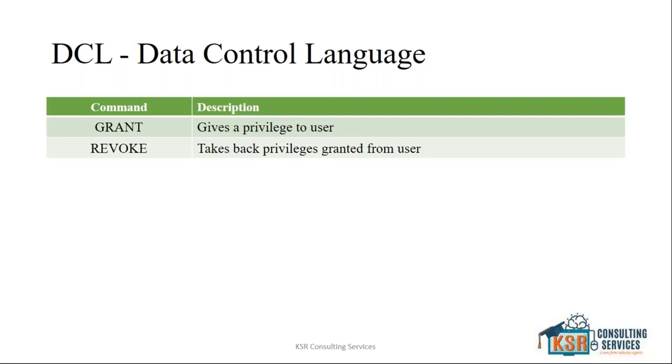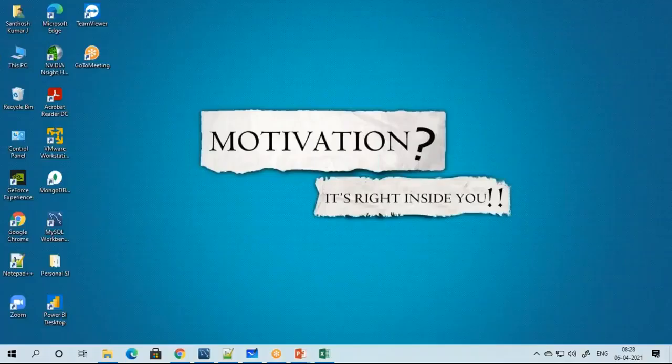But if you're done with the project and you're moving out of KSR, what if you still access my data? So before you go out, I will take back your permission. Taking back the permission is called revoke. Grant is giving the access, and revoke is revoking the access. Now, how can we write this command?